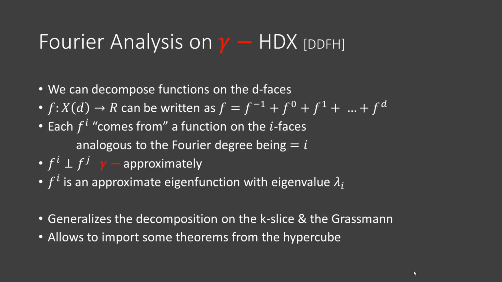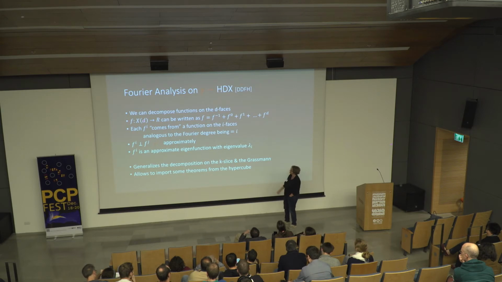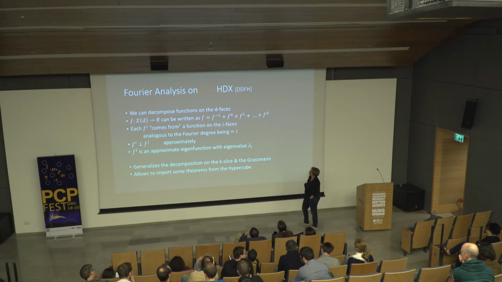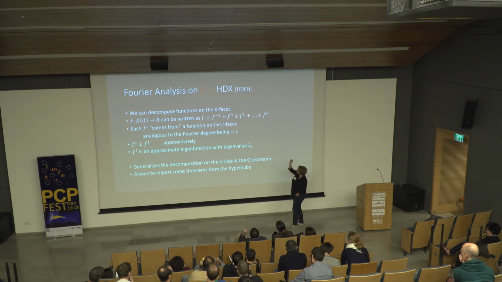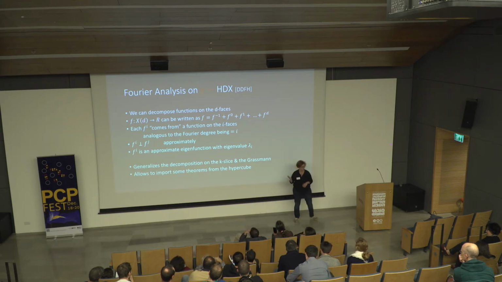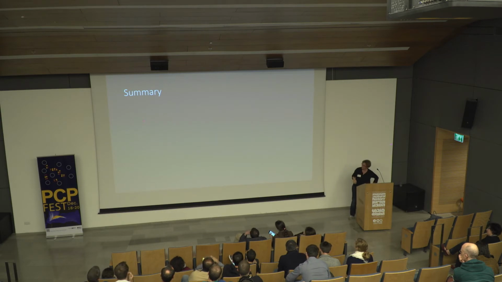So, this allows you to import some theorems that we already know how to prove using Fourier analysis. For example, there's the FKN theorem, Friedgut-Kalai-Naor, that says some structural information about your function if you know that it's only supported on the first Fourier level. But maybe other things are also possible. We don't know.